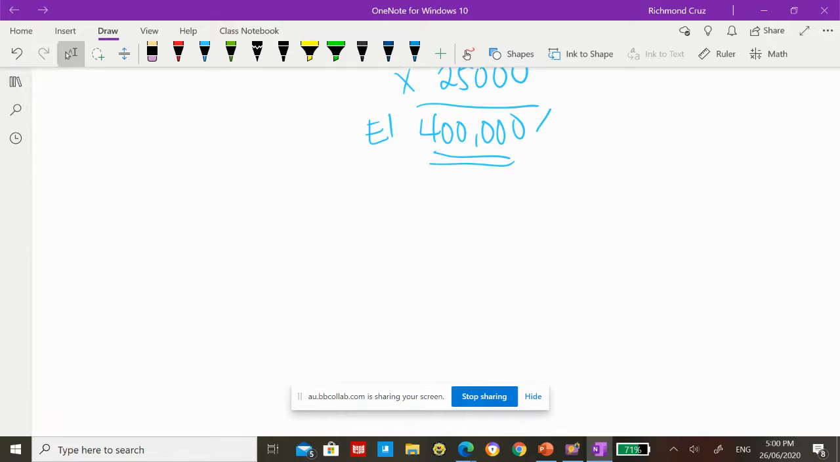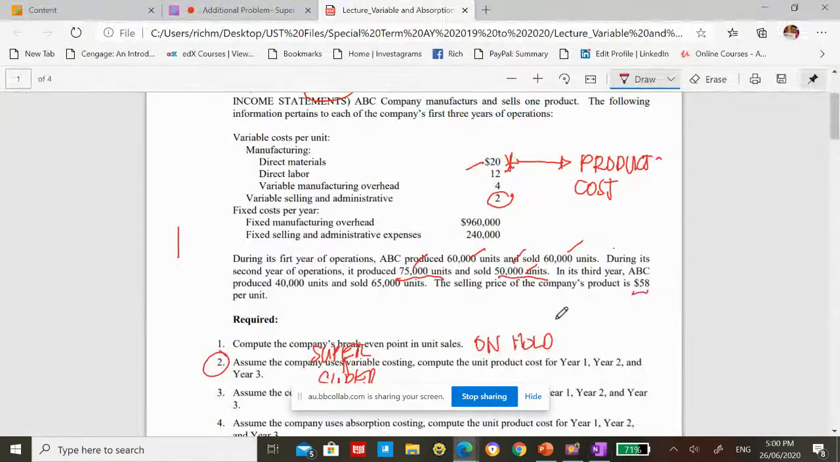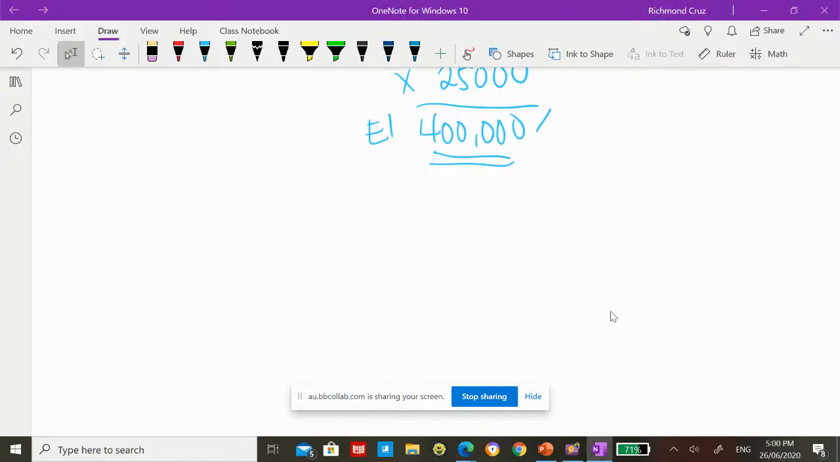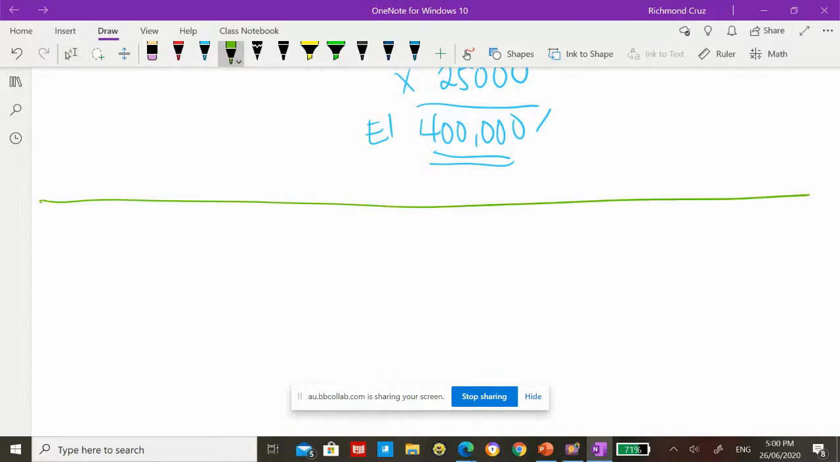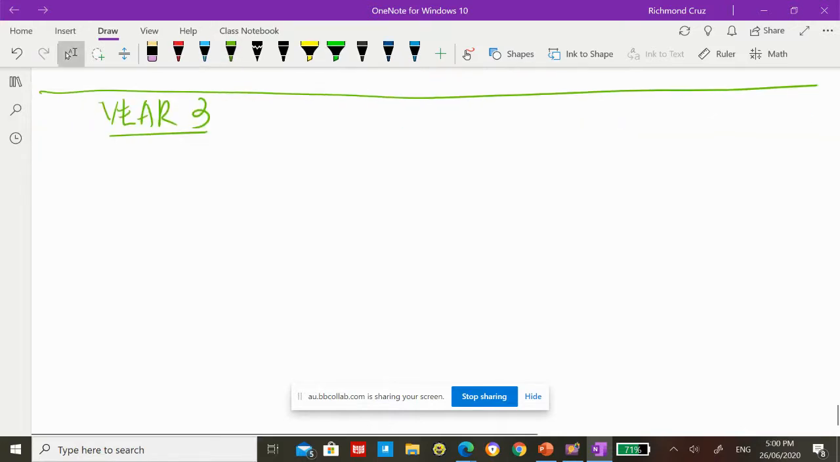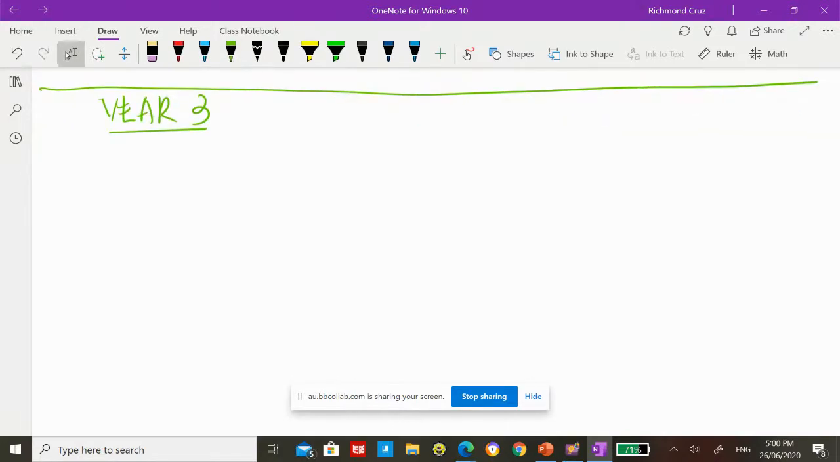So let's discuss the last year. Let's prepare the income statement for year 3. This is year 3, and after this one, we're done. Later, we're going to discuss the CVP and break-even point. For year 3, we're going to start with sales again.